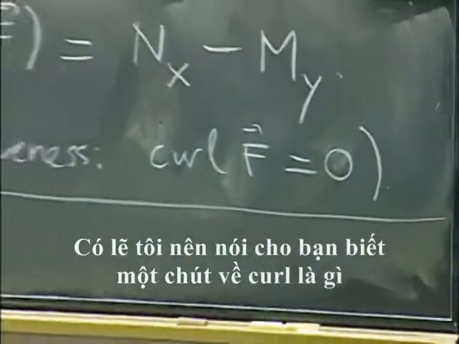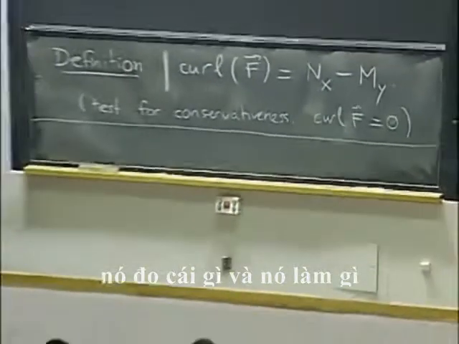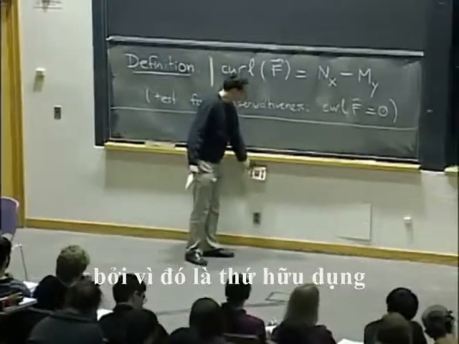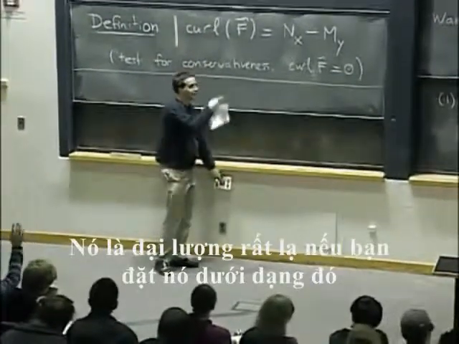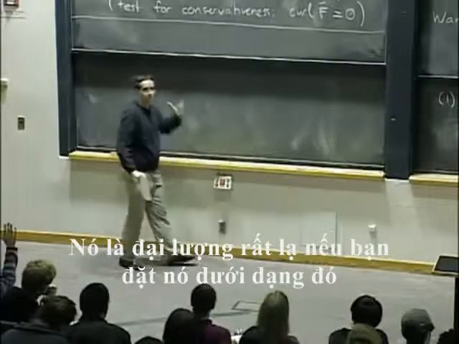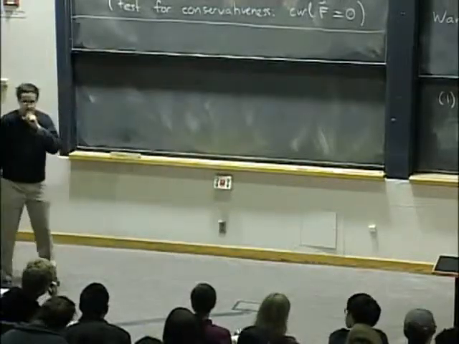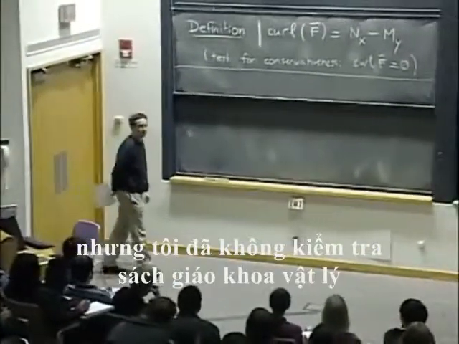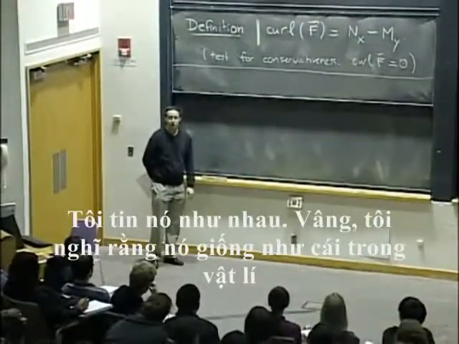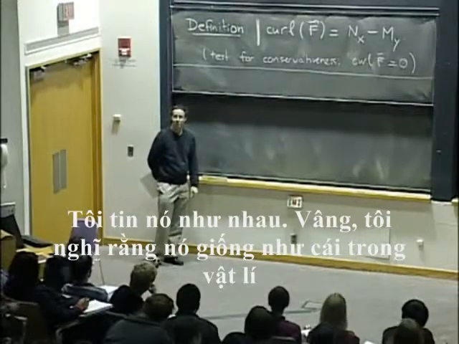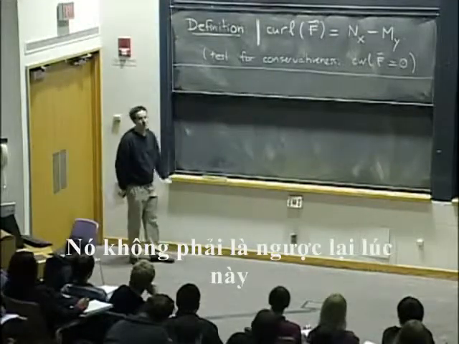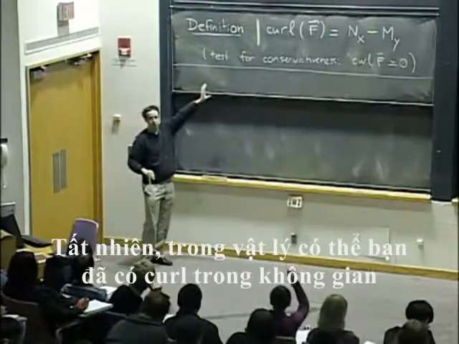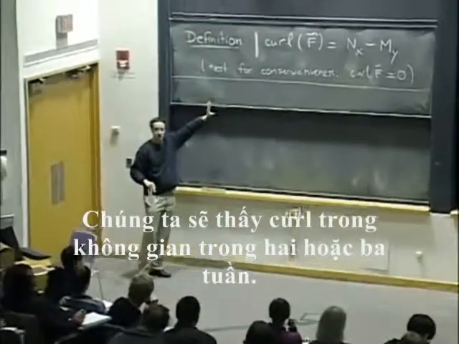I should probably tell you a little bit about what the curl is, what it measures, what it does, because that's something that's probably useful. It's a very strange quantity if you put it in that form. Yes? Is this one the same as the physics one, or is this the opposite? I think it's the same as the physics one. I haven't checked the physics textbook recently, but I believe it's the same. It's not the opposite this time. Of course, in physics, maybe you've seen curl in space, and we're going to see curl in space in 2 or 3 weeks.